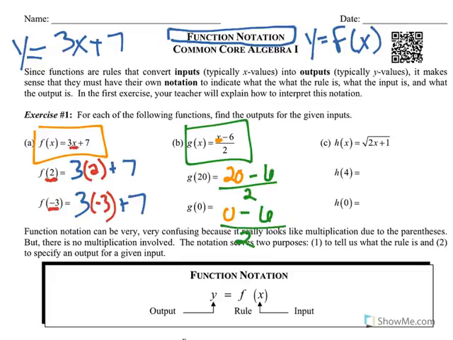Alright, so there are those set up, and we would just follow our order of operations to get some answers here. 3 times 2 is 6, plus 7 is 13. 3 times negative 3 is negative 9, plus 7 would be negative 2. 0 minus 6 is negative 6, divided by 2 is negative 3. And you know what? I'm going to leave that one right there for you guys to answer. Alright, that's the idea of function notation with equations.